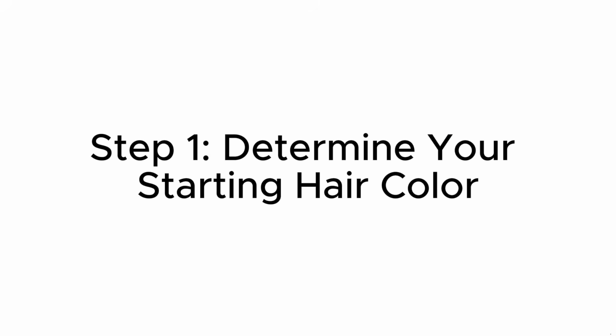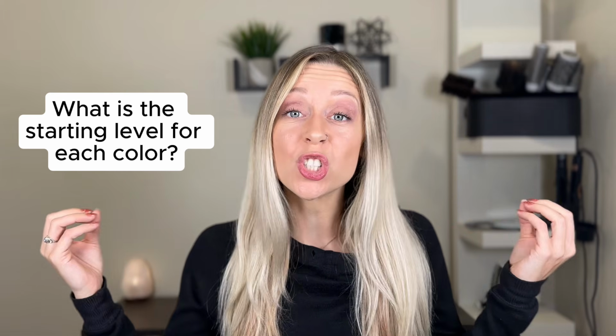Step 1. Determine your starting hair color. The first thing to do is determine if you have an even or uneven canvas. If you have multiple colors going on, you'll need to just take note of this. You likely will need a different formula for each different color. Next is determine if your hair is virgin or previously dyed. Previously dyed hair does react a little bit differently to hair color than virgin hair does, so just make a note of that, okay? And what is your starting level?